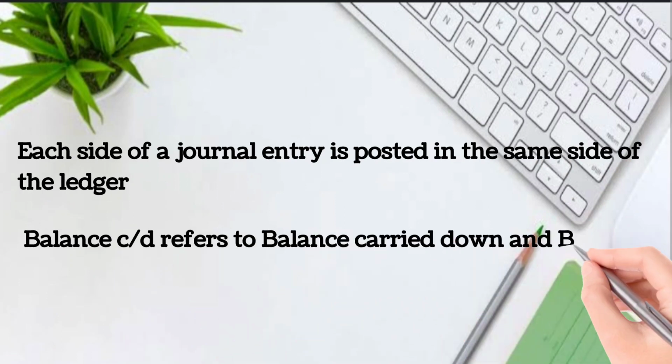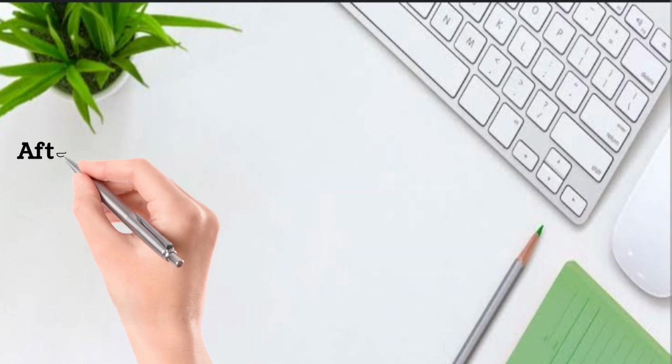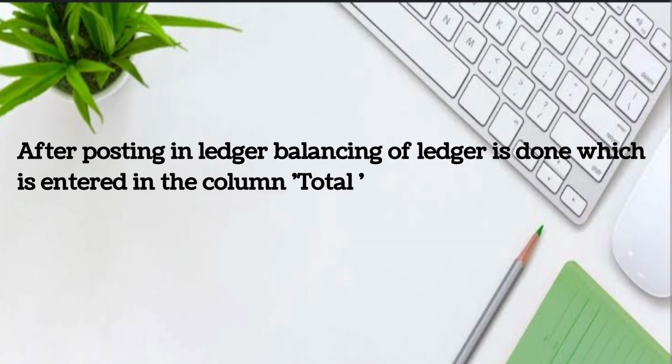Okay. Then balance C/D refers to balance carried down, and balance B/D refers to the balance brought down. Then after posting in the ledger, balancing of the ledger is done. So in the column named total, the figure comes on the basis of whichever is higher.